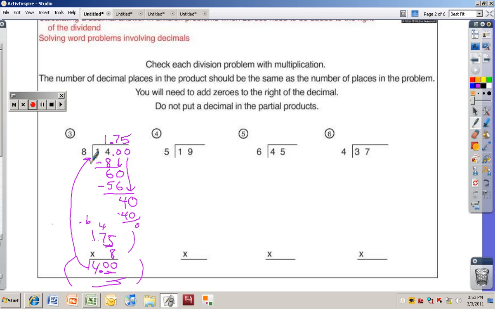All right, you're going to do 4, 5, and 6. Pause the video, turn it back on when you're ready to see the solution.